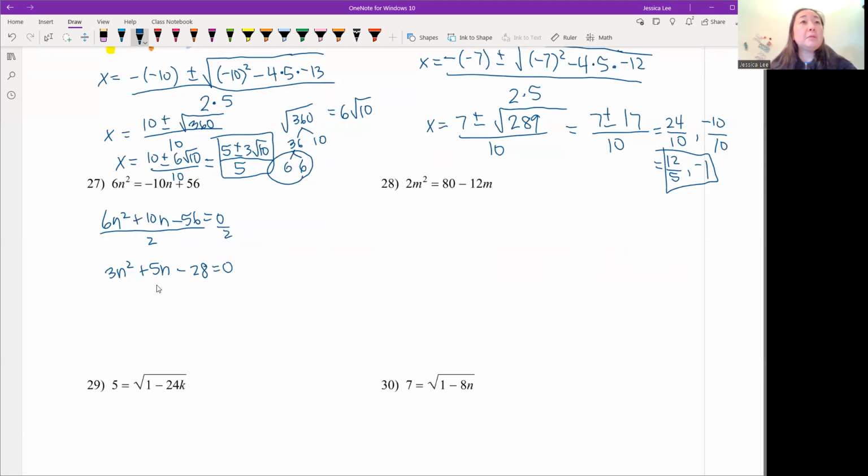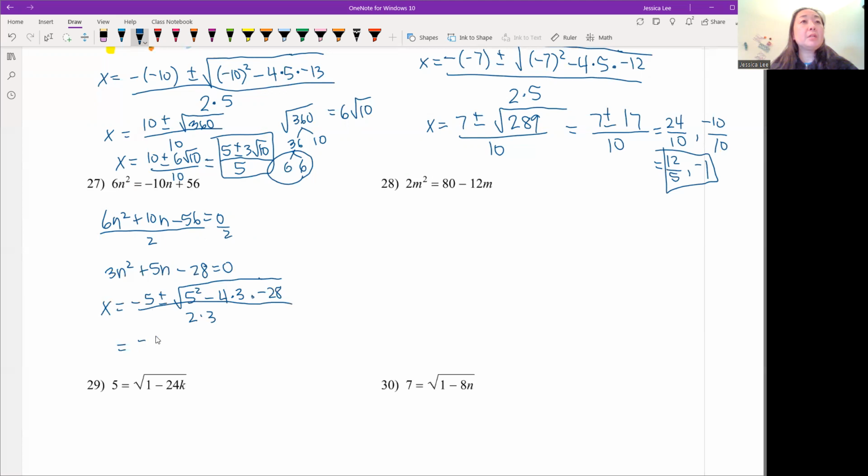All right. Let's see. I don't think it's factorable. Maybe it is, but since we have the quadratic formula, I'm going to just show you a couple more times how to do that. So x equals negative of b, which is 5, plus or minus the square root of b squared, so 5 squared, minus 4 times a, which is 3, times c, which is negative 28, all over 2a, 2 times 3.